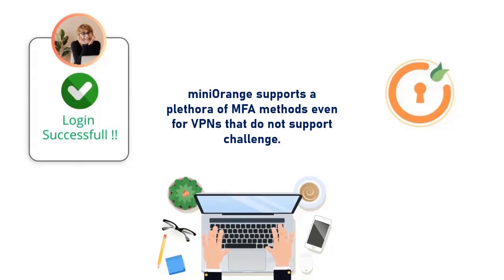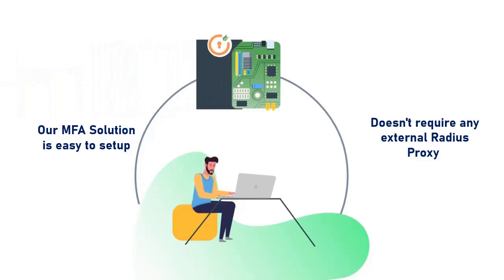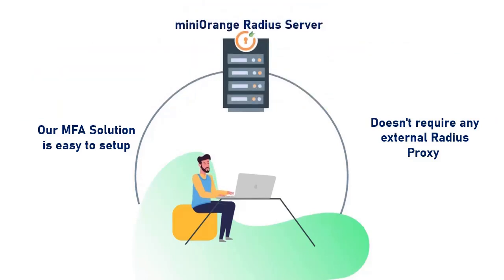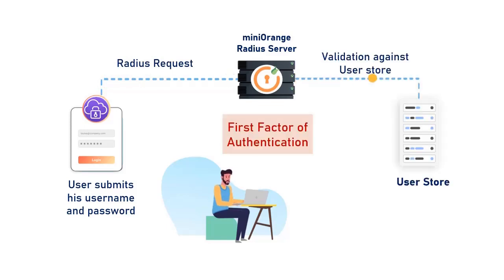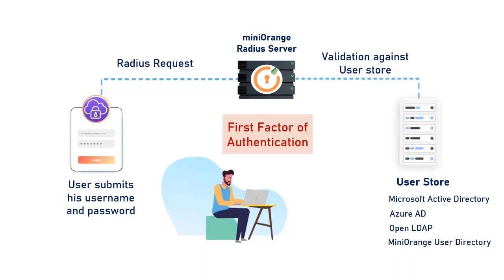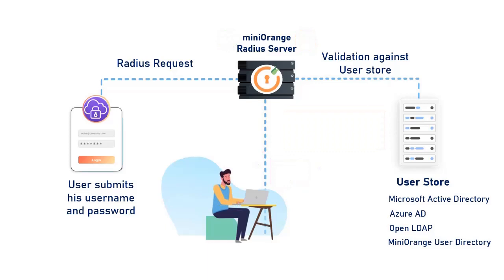In this way, miniOrange supports a plethora of MFA methods, even for VPNs that do not support challenges. Unlike other MFA solutions, our solution is easy to set up and does not require any external radius proxy module to be installed on top of your AWS Client VPN servers. User submits his username and password, which is accepted by the miniOrange radius server as radius request. The user can be validated against any user directory like Microsoft Active Directory, Azure AD, OpenLDAP, or you can keep users in miniOrange user directory as well. After the first level of authentication, miniOrange prompts the user with 2-factor authentication and grants or revokes access based on the 2FA input by the user.